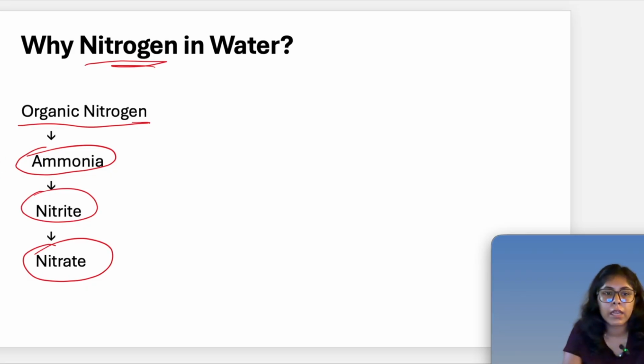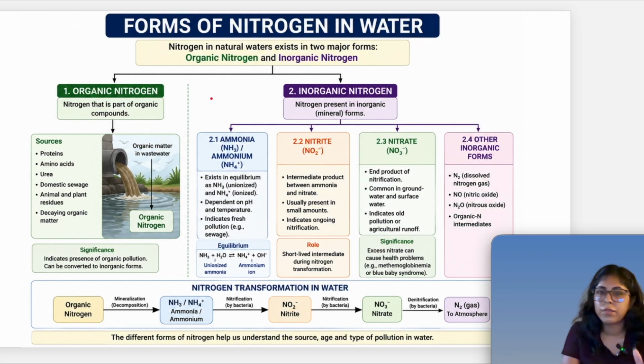So in the next slide we have different forms of nitrogen. So we have organic nitrogen. So organic nitrogen is part of organic compounds like protein, amino acids, urea, domestic sewage.